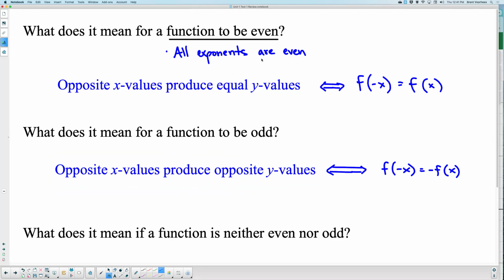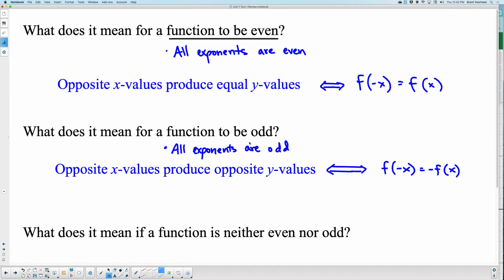Opposite x values produce opposite y values. So this is where you have f of negative x equaling the negative f of positive x. This was a true statement here: all exponents are even. What is the true statement if it's odd? All exponents are odd. And remember, a constant is like an exponent of x to the power of 0. So it will not have a constant.